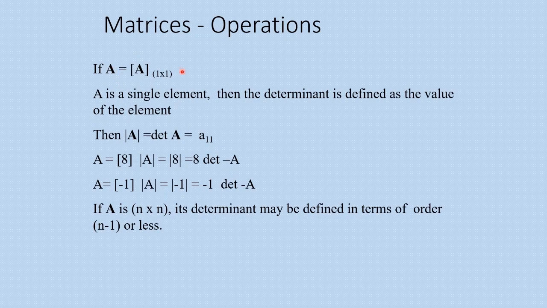Determinant A in between two vertical lines is equal to det A is equal to A1-1. Let's take an example. Matrix A, 8, determinant A is equal to 8 in between two vertical line is equal to 8 is determinant. Matrix A, -1, determinant A is equal to -1 in between two vertical lines is equal to -1 is determinant. If A is nxn, its determinant may be defined in terms of order n-1 or less.